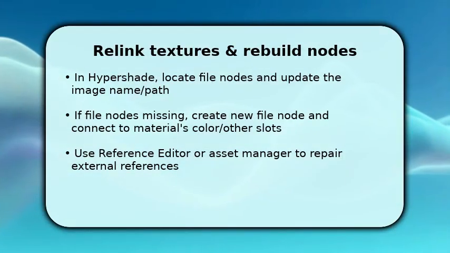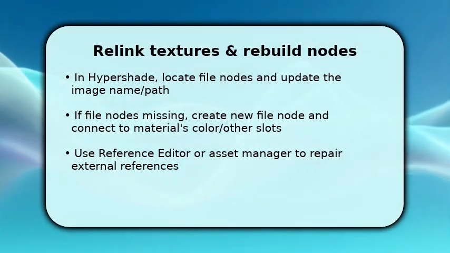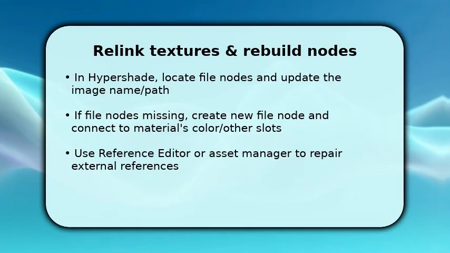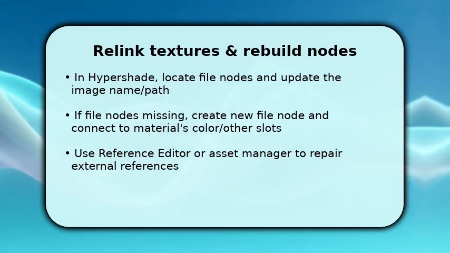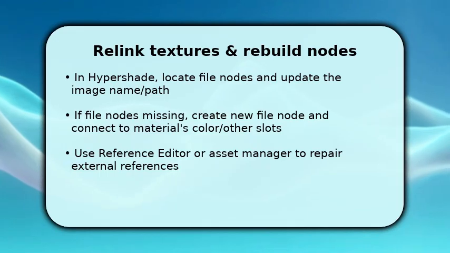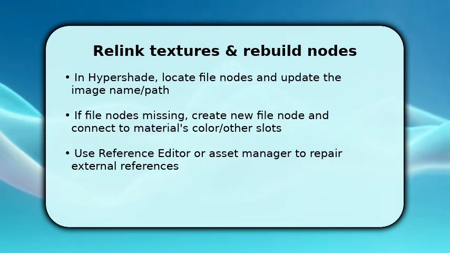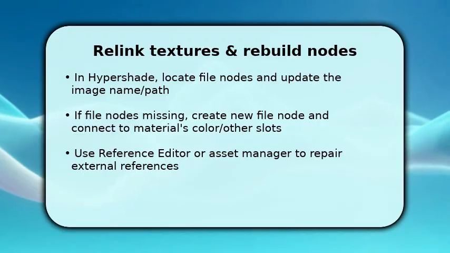Now you relink or rebuild the texture connections. In Hypershade, click each file node and set the correct path. You can paste absolute or project relative paths. If the file node is gone, create a new file node, load the texture, and connect it to the material's color, bump, or specular slots as needed.